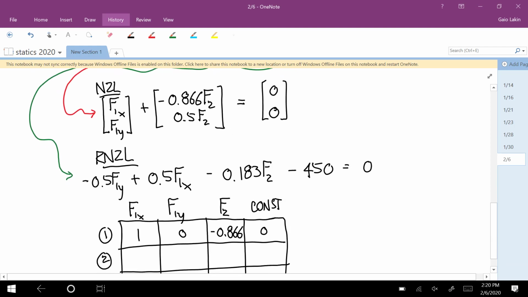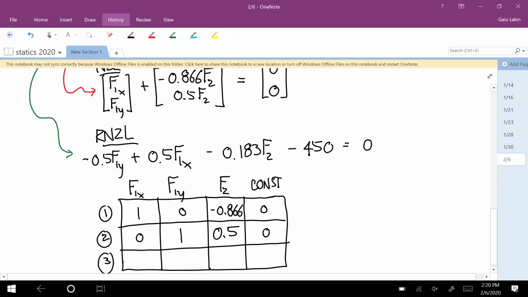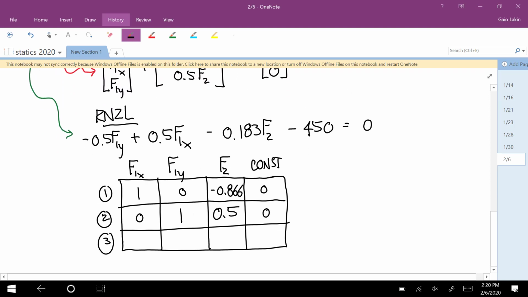The second equation is the y equation from Newton's second law. We have F1y, we have 1 of those. F2, we have 0.5. And then zeros. And then the third one, F1x's, we have 0.5. F1y's, we have negative 0.5. F2's, we have negative 0.183. And you have to move the constants to the other side, so the constant is positive 450.